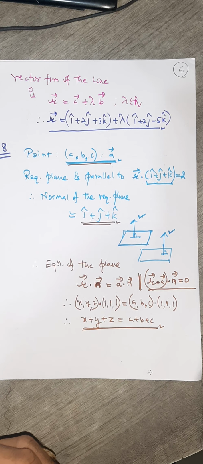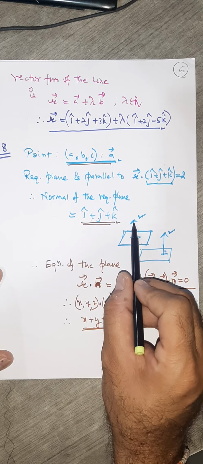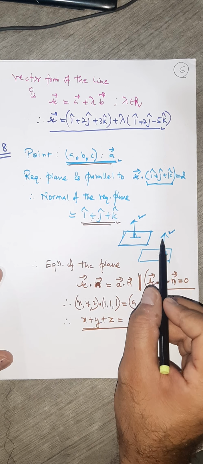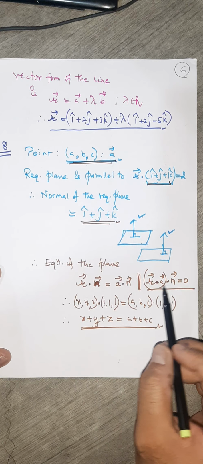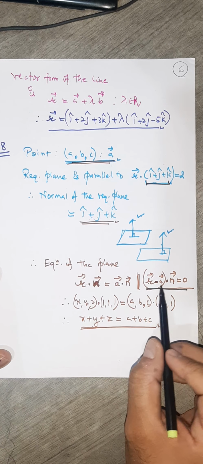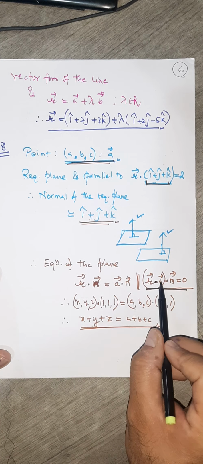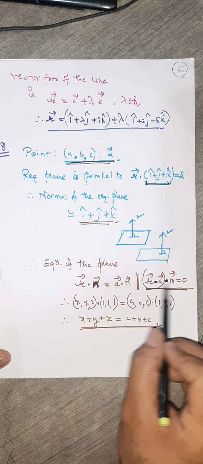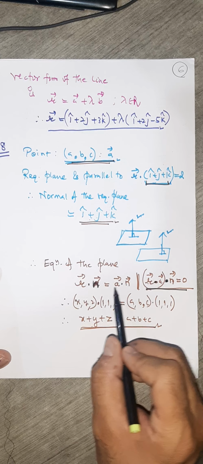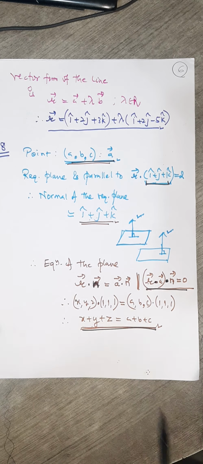Which concept have you used? Just have a look at the diagram. You will realize both the normals have the same direction, so I've used the same normal for the required plane. The fixed point is given, and then we have used vector r minus vector a dot normal equals 0. I wrote this directly just by opening the bracket. r dot n equals a dot n, and therefore we'll get this plane.